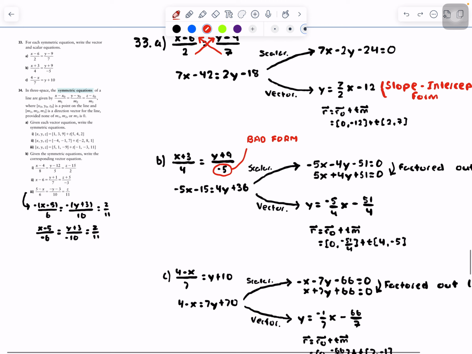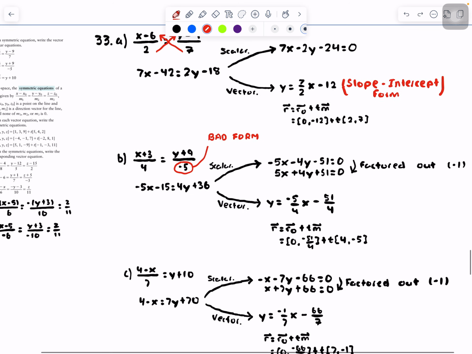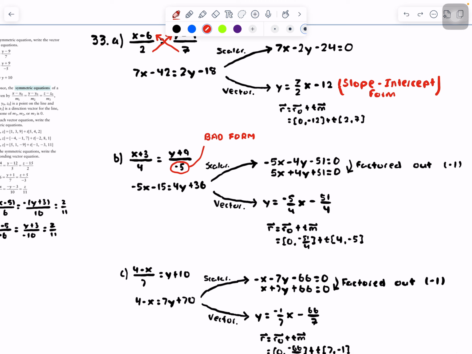So I have this, x plus 3 over 4 equals y plus 9 over negative 5. It's bad form because you're not supposed to have a negative in the denominator; it should have been moved up in the problem. But the author, I guess, didn't really care that much. So again, you cross multiply, and then you end up with this equation. From this equation, you can transition into your scalar or vector forms.